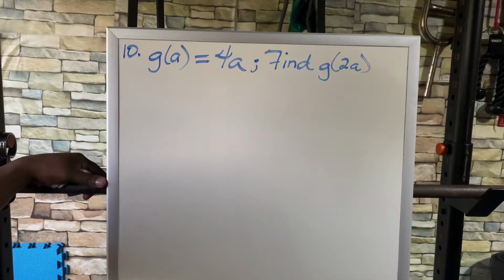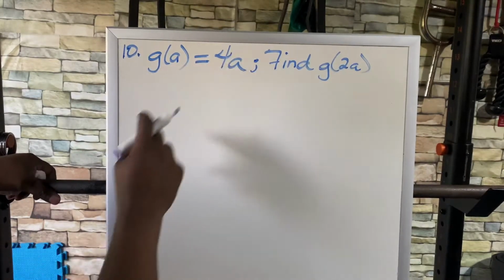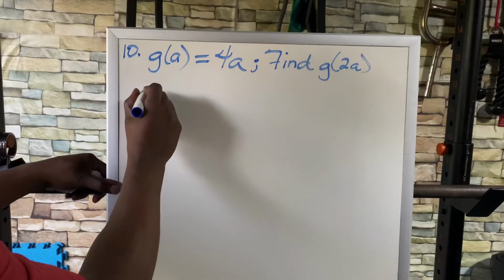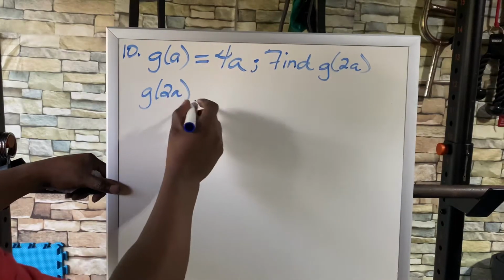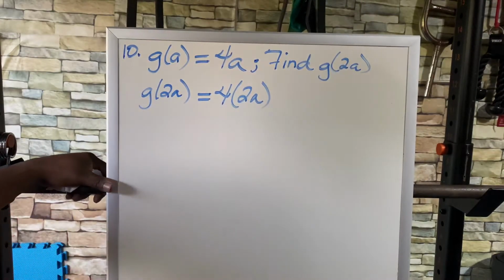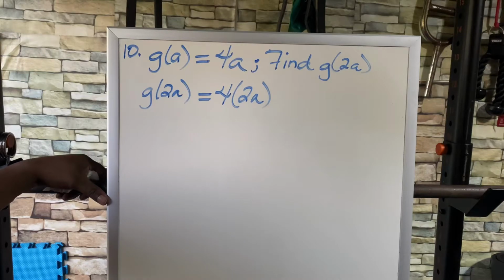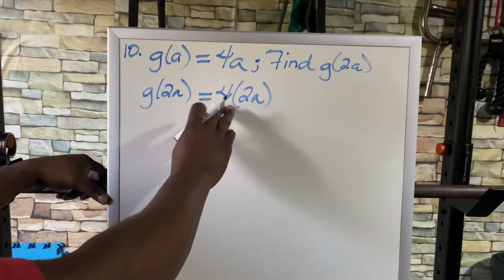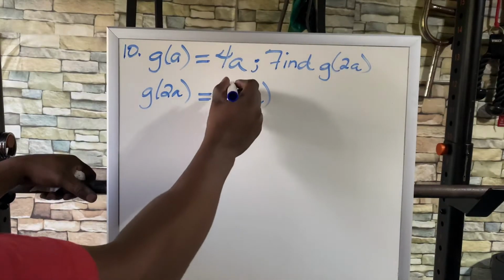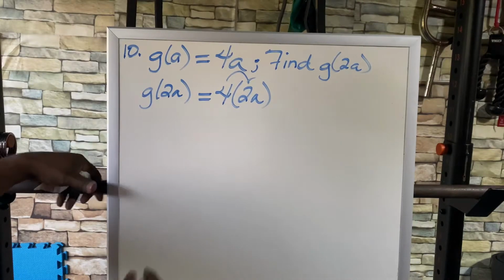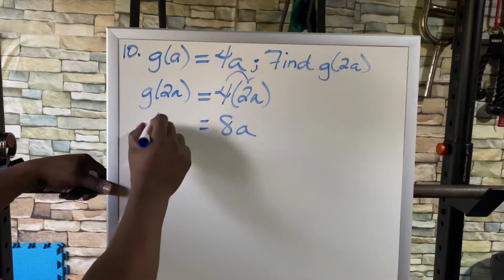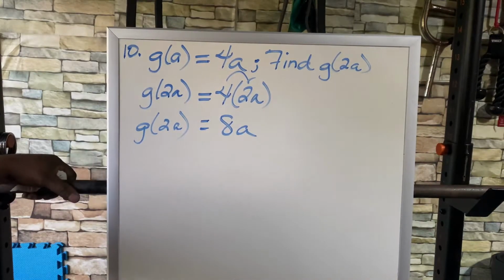Number 10, G of a equals 4a. Find G of 2a. G of 2a equals 4 times 2a. This is simple. We're multiplying, so the like terms in this situation really don't matter because we're multiplying. So 4 times 2a gives us 8a. Therefore, G of 2a equals 8a.